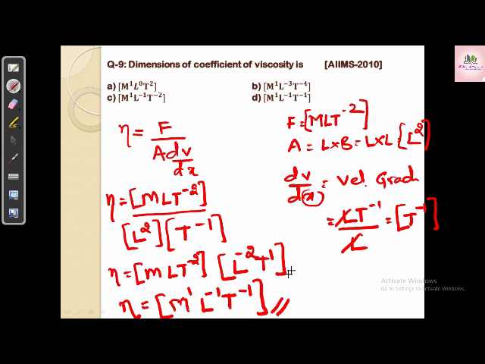We will search which option matches this: M to the power 1, L to the power minus 1, T to the power minus 1. Option D has M to the power 1, L to the power minus 1, T to the power minus 1. So option D matches with the answer. That's why option D is the correct answer, having the dimension formula for the coefficient of viscosity.